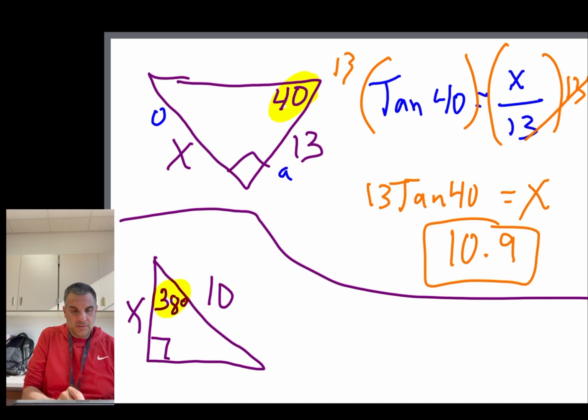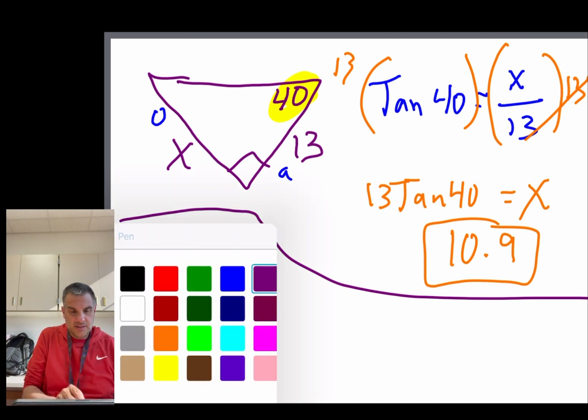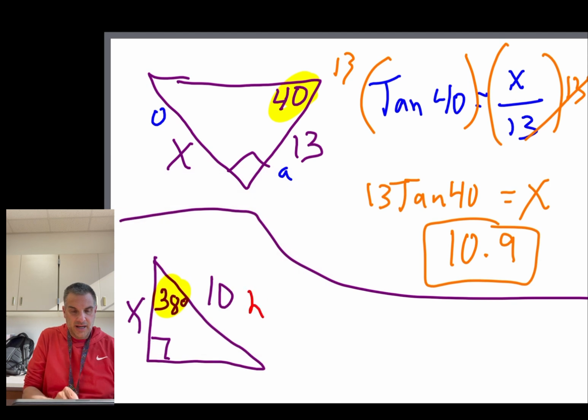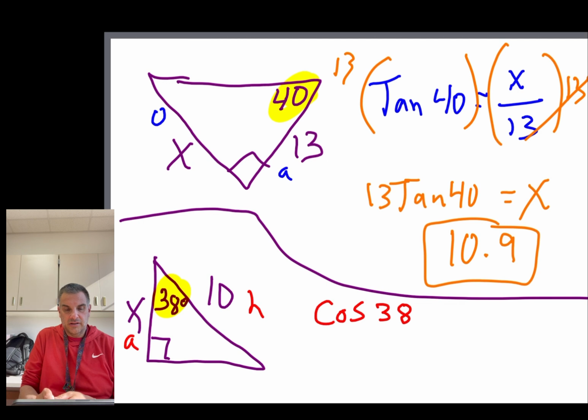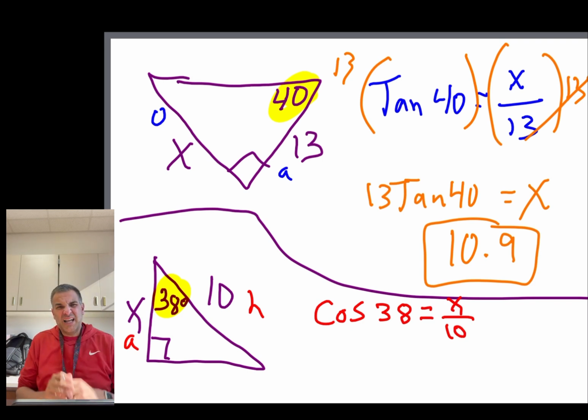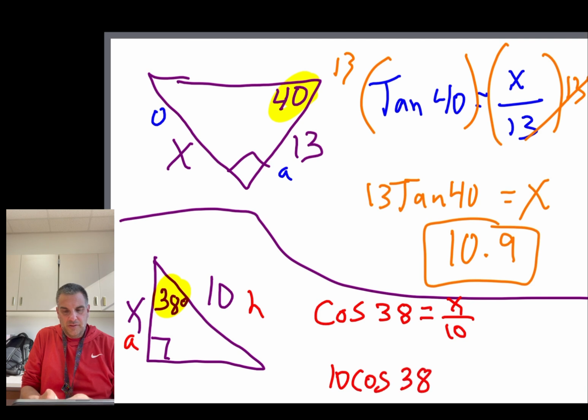So there's the measure of the angle. Label my sides. 10 is the hypotenuse. X is the adjacent. That's cosine. So we're going cosine of the measure of the angle again, which I know is 38 degrees, equals the length of the adjacent x over the hypotenuse 10. Okay. So when the number's in the denominator and the variable's on top, I always just say multiply. So we're going to go 10 times the cosine of 38. That's going to equal my x value. And you get 7.9 for the value of x.